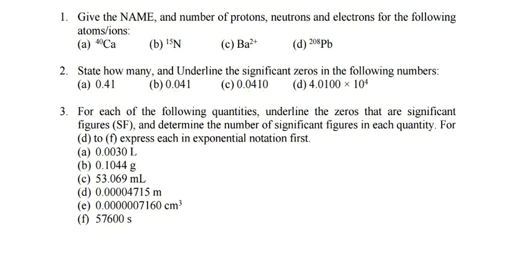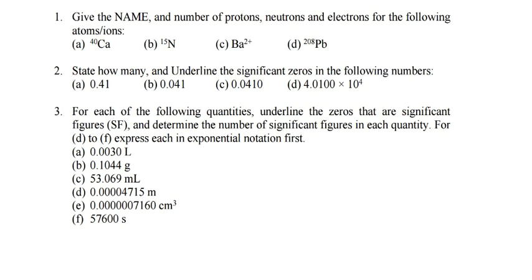Okay, so if you're new to that, you'd want to watch a video where I've introduced all these rules on our site. Under stoichiometry, you should be able to watch a video where I've explained basically how to determine the significant figures. Now question 3 says, for each of the following quantities, underline the zeros that are significant figures, determine the number of significant figures in each quantity, and then determine, I think, just that.